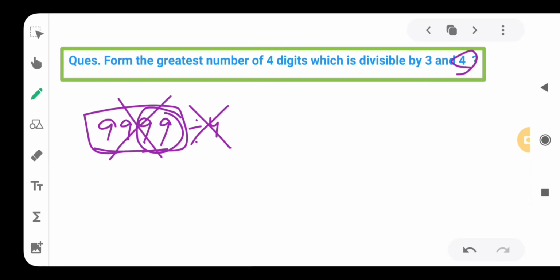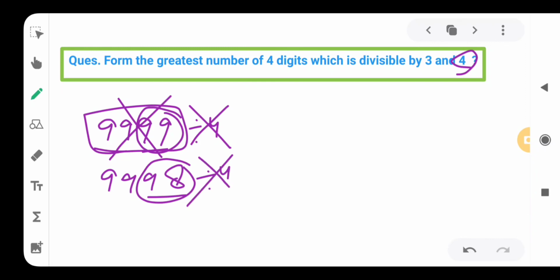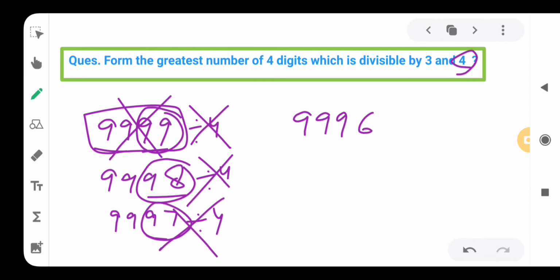So let's take the next value, 9998, and according to the divisibility test by 4, I'm going to divide the last 2 digits by 4. It is also not divisible by 4, so this is also not the answer. Let's take the next value, 9997. It is not divisible by 4, so this is also not the greatest number.